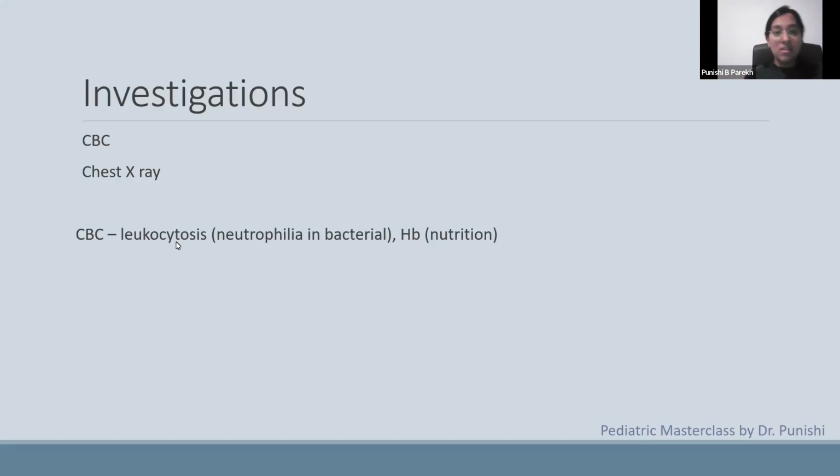And second is viral infection can have atypical lymphocytes. So that again can be seen on a peripheral smear. So CBC with peripheral smear is the first investigation that you will do. And definitely the next one is a chest X-ray.